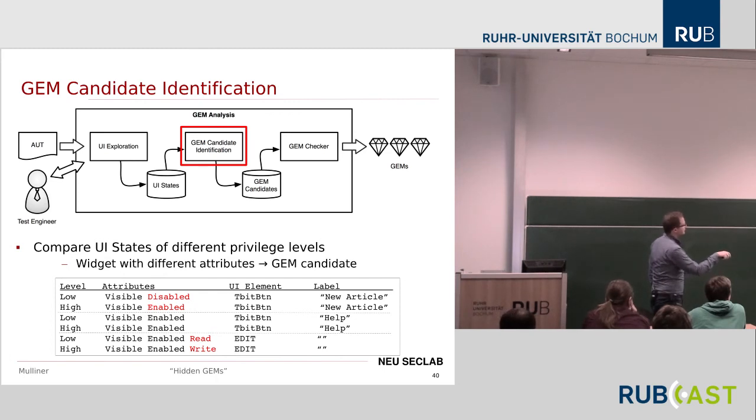Then we see there's a help button somewhere, and of course, the low and the high privileged user are both able to access help. And then we have another application for the second demo, where we have an edit field. You see the field is visible, it's enabled, but it's set to read only. And for the high privilege user, it's set to enabled and read write, but there's no data there at the moment. So very easy. So we have here 2 candidates, and those go into this candidate box.